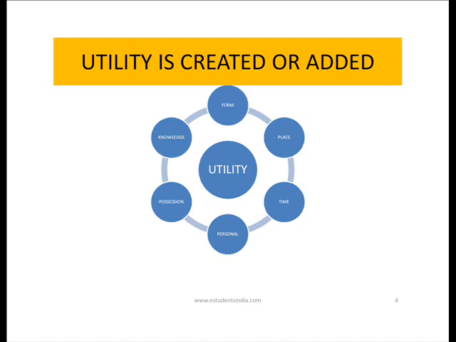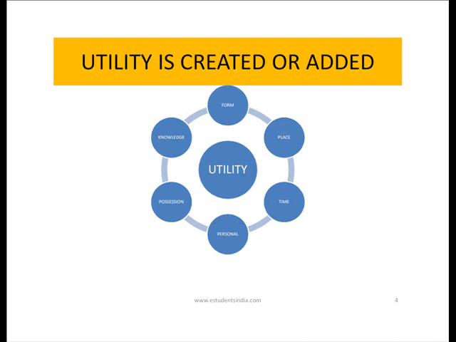Utility is created or added. There are different types of utilities: form utility, place utility, time utility, personal utility, possession utility, knowledge utility. Production makes a product more useful. It is the creation or addition of utility.